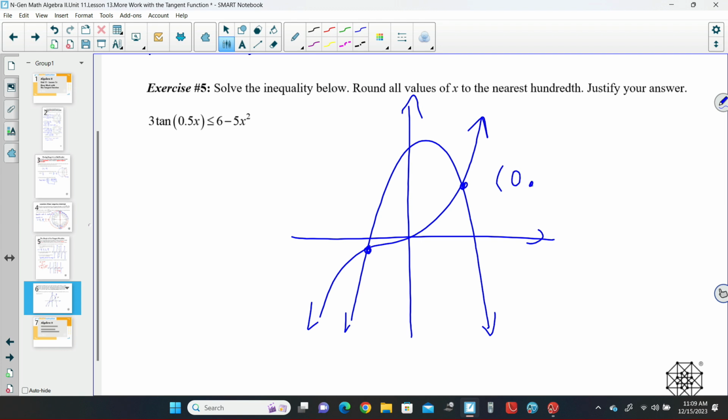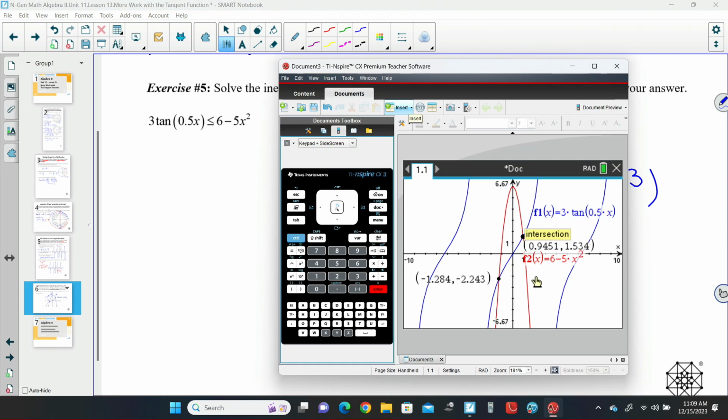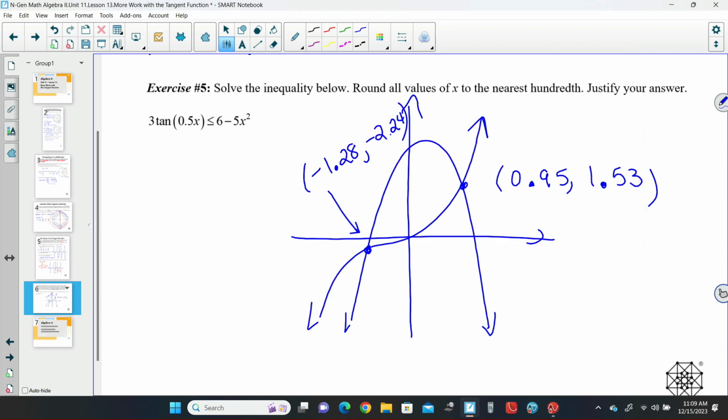This is at 0.95, comma 1.53. This one is going to be at negative 1.28, comma negative 2.24. Let me just kind of verify. Yep, those look good. Excellent. Right, I'd want to label my curves. I would say that this is y equals 3 times the tangent of 0.5x. This one is y equals 6 minus 5x squared.